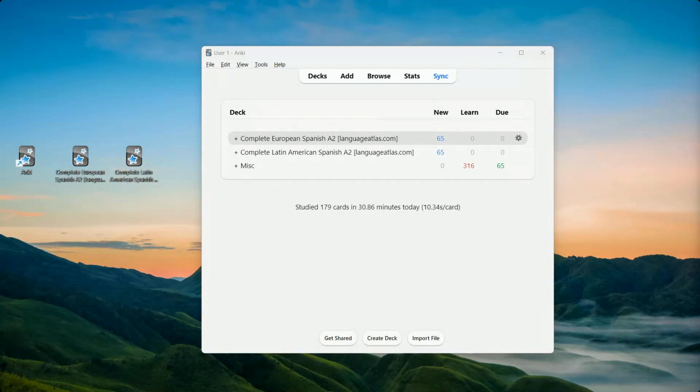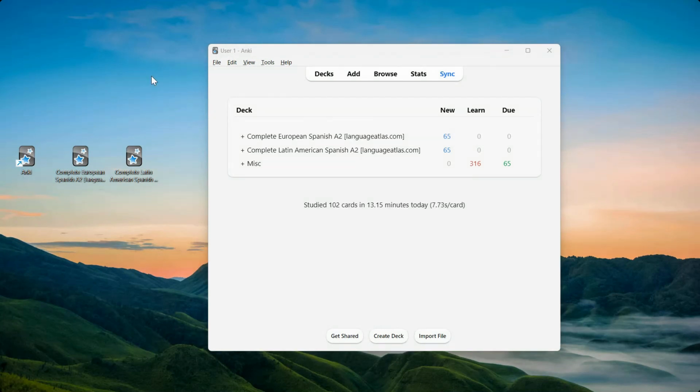A2 Anki Deck. I refer to it as complete because it contains both the Spanish A2 Grammar Anki Deck and the Spanish A2 Vocabulary Anki Deck. So it is the complete package. It has everything you need to know to learn Spanish. In this video, we'll go over three things.